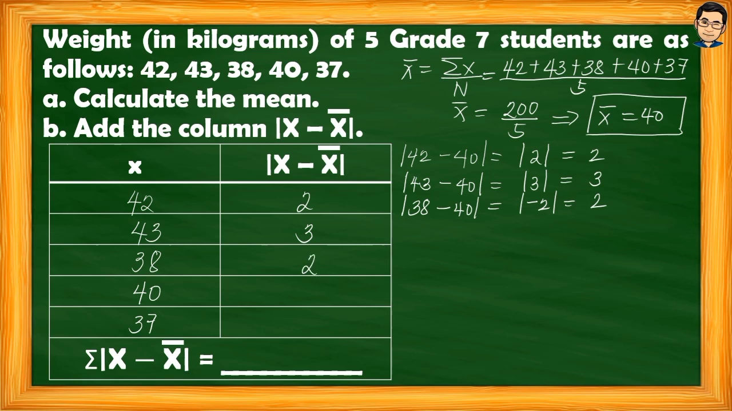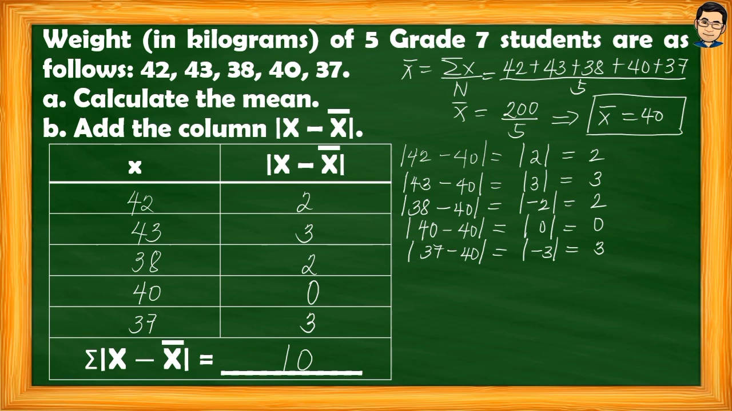Next, absolute value of 40 minus 40, that is 0. So absolute value of 0 is 0. And then, finally, the absolute value of 37 minus 40, that is absolute value of negative 3, we have positive 3. And then, i-add lang po natin yung mga nakuha nating absolute value difference. So, 2 plus 3 plus 2 plus 0 plus 3 will have 10. So, yan yung nakuha nating summation.